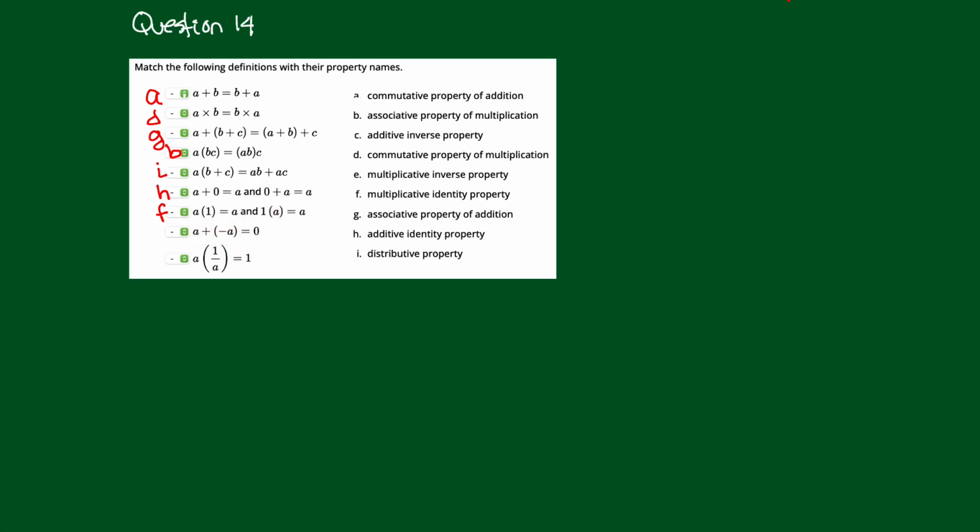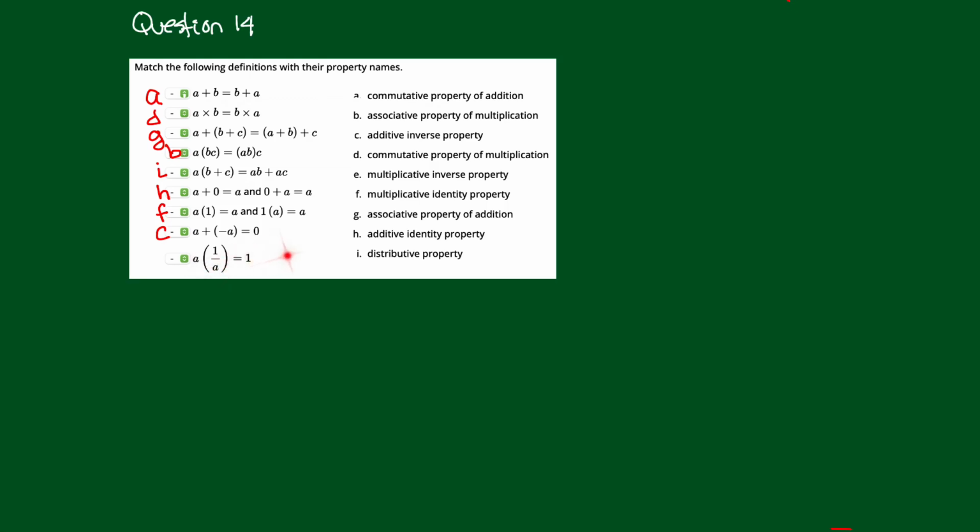So that's going to be, what was it? It was C. All right, so this is a C, and there's only one left, but let's just check it out. We've got A times 1 over A, and we're getting back to 1. This is the multiplicative identity. If I take a number and multiply it by its reciprocal, I'll get back to 1.